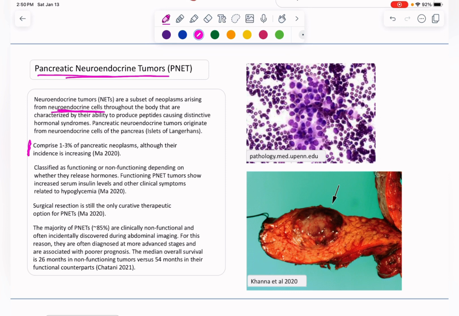But one thing that can happen if you have one of these neuroendocrine tumors, let's say the tumor represents a mass proliferation of the beta cells. Well, those beta cells are going to have the potential to release hormones, and those beta cells would secrete insulin. So you would have high levels of insulin in the blood, and that will result in low blood sugar. Currently, surgical resection, taking the tumor out surgically, is the only curative therapeutic option for these neuroendocrine tumors.